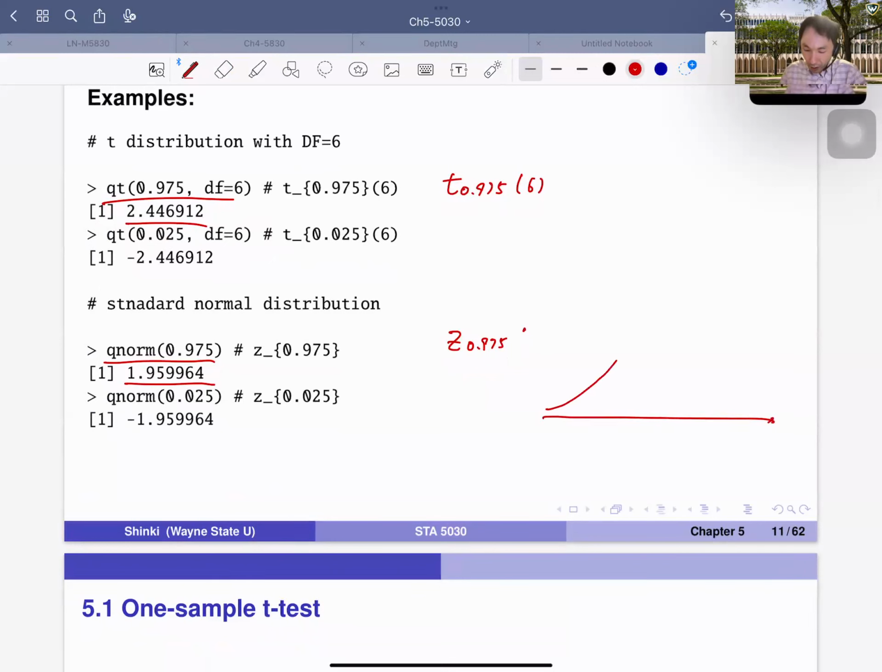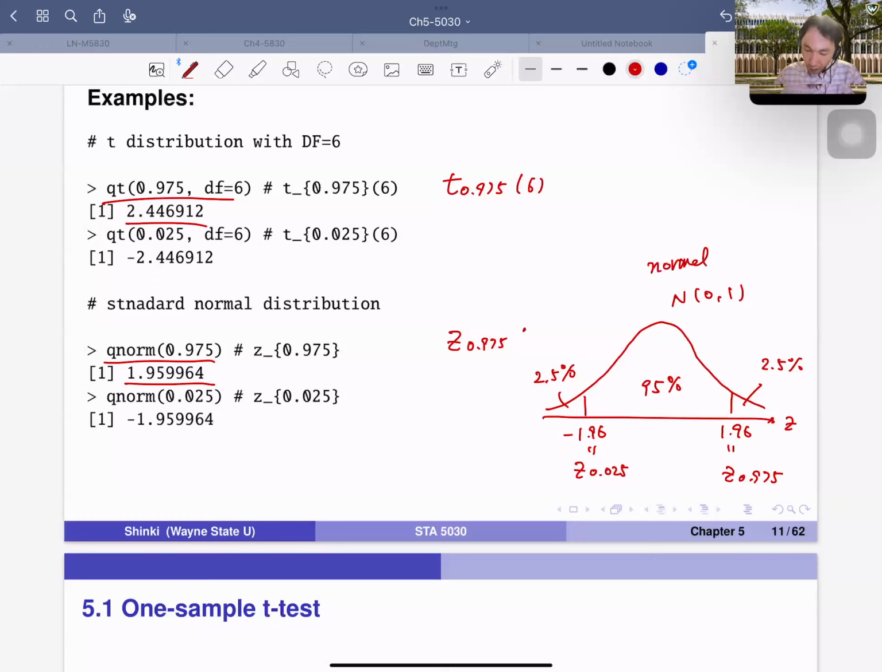Remember that in normal distribution, negative 1.96 to positive 1.96 has 95% coverage. So that means this is 2.5%. This is 2.5%. So this can be written as Z sub 0.025. This is Z sub 0.975. And this is standard normal distribution, normal with mean 0 and sigma square equal to 1.